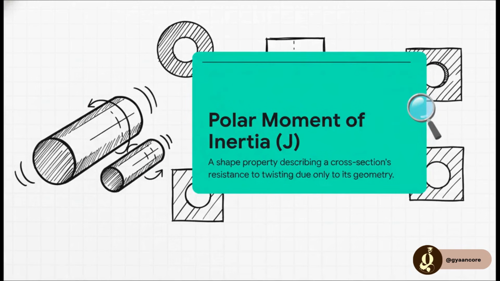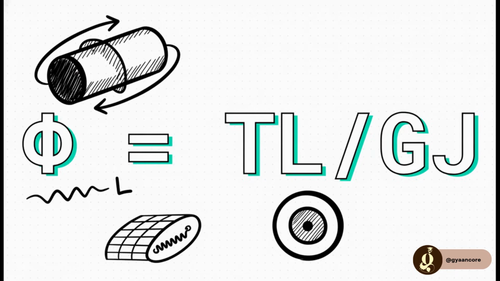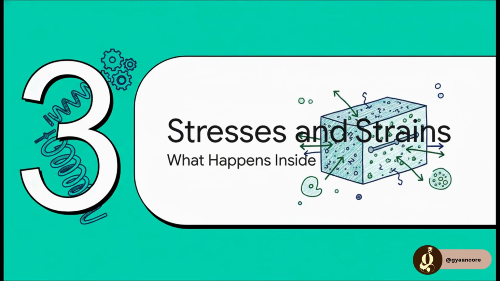And number 4 is J, the polar moment of inertia. Now, this one is all about the shape of the cross-section. A big, thick, chunky bar is going to have a high J, and it's going to resist twisting way more than a thin, skinny one. And here is where it all comes together in this beautiful equation. The angle of twist, phi, is just the torque times the length divided by the material's stiffness, G, times the shape's resistance, J. With this, we can predict exactly how much any shaft will twist under a load. It's incredibly powerful.